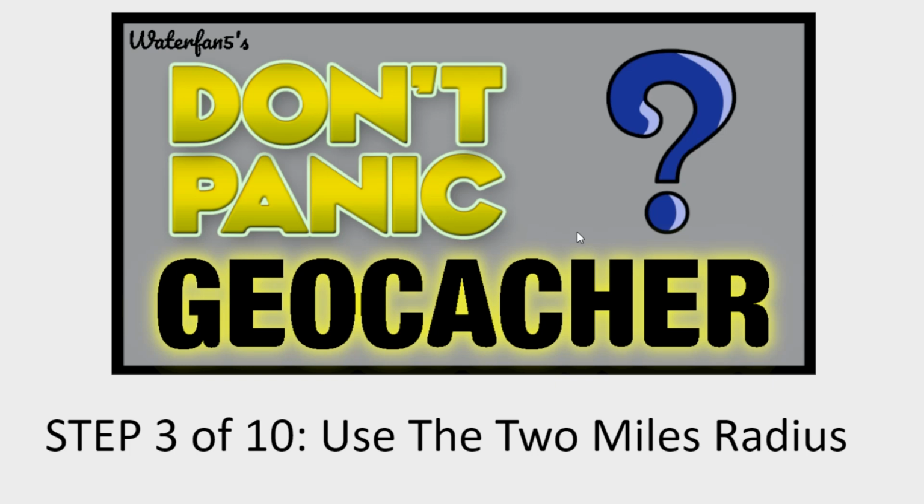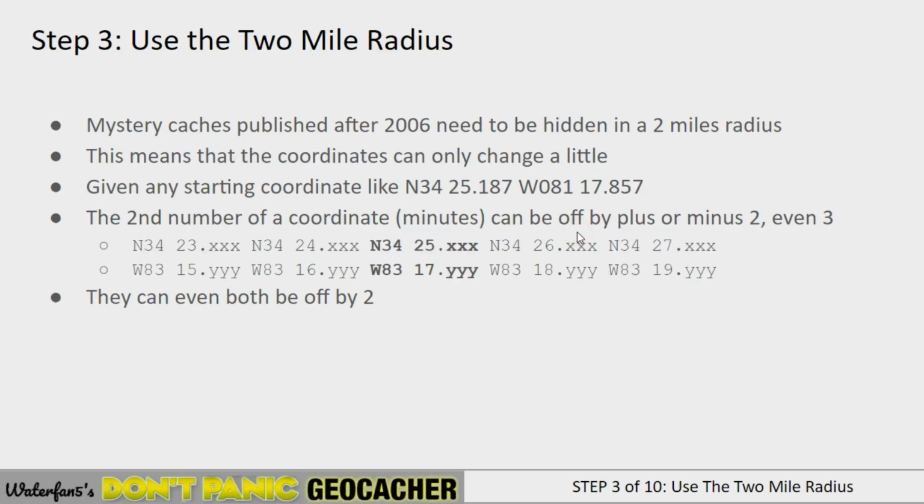So let's talk more about the 2 mile radius. The 2 mile radius was introduced in 2006 and software-wise enforced in 2010. If you find old caches, they might be outside the 2 mile radius, but certainly anything posted after these dates will be in the 2 mile radius. And you can use that to your advantage when solving geocaches, as it gives you an idea of what can change. So let's take an example coordinate.